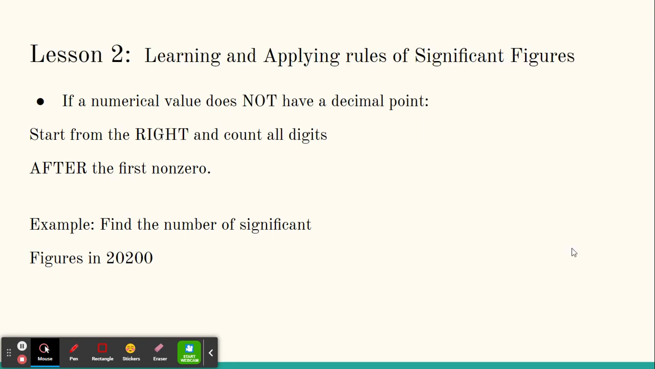Now, we already went over this, but if a numerical value does not have a decimal point, you're going to think of the Atlantic Ocean and start from the right side and count from right to left after the first non-zero digit. So to find the number of significant figures in 20,200, we count starting from the right after the first non-zero digit, which in this case would be this 2. So there would be 3 significant figures.